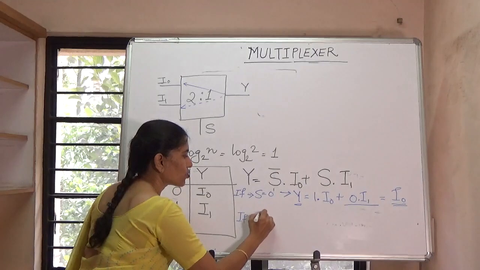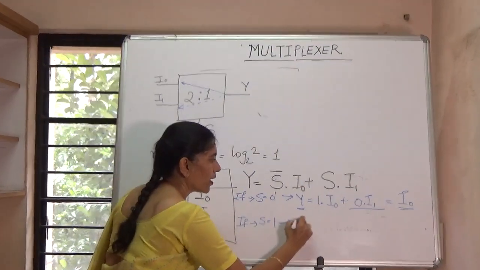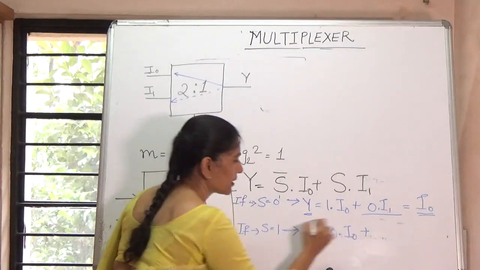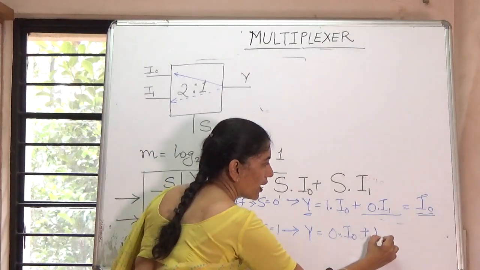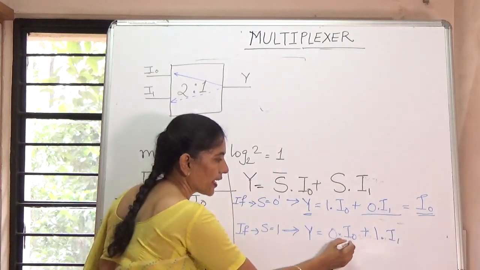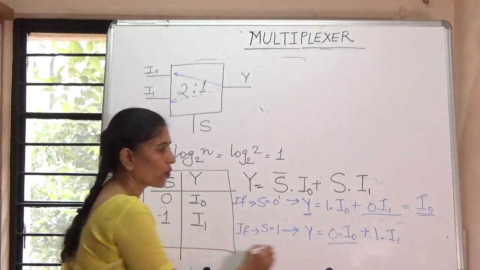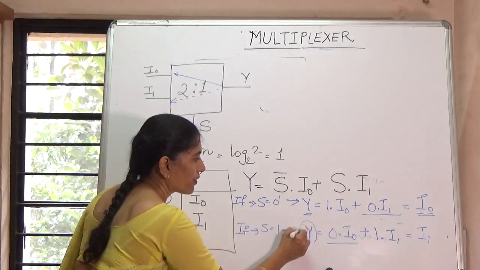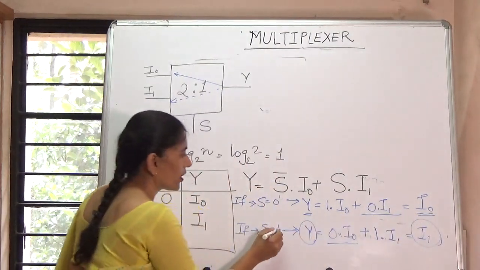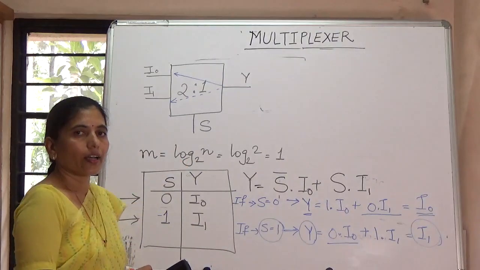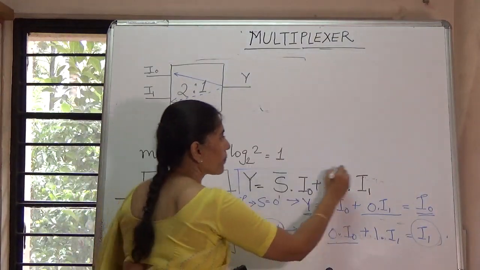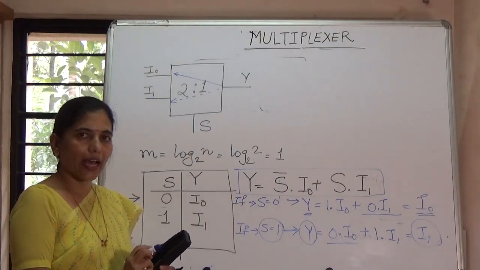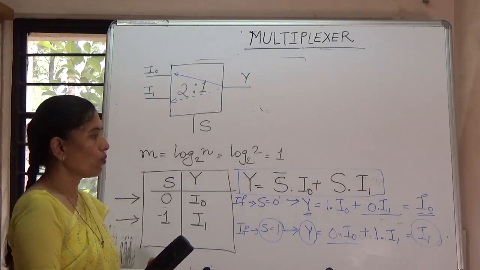If S is 1, then Y will be equal to 0 dot I0 plus S is 1, so here now it will be a 1 dot I1, and in this case this term will become a 0 and this will be equal to I1. So over here Y will be equal to I1 for S equal to 1. So with this SOP, we can obtain the multiplexing of I1 and I0 on the output line, which is Y.